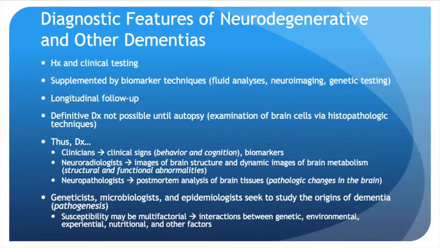So there are interactions between genetic factors, environmental factors, experiential factors, nutritional factors, and other factors. So it's a complicated disease, and we do not have a definitive answer as to the particular cause, and we do not have a cure for dementia at this time.